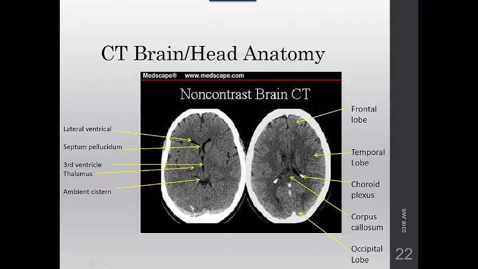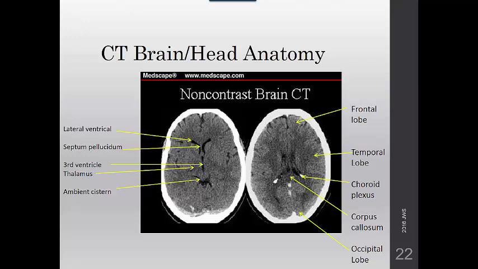The images on this slide demonstrate 2 separate slices through the mid to upper portion of the brain. The image on the left displays anteriorly the lateral ventricles, and separating the 2 ventricles is the septum pellucidum. Posterior to that, we're able to see the 3rd ventricle coming in, and forming the wall of the 3rd ventricle is the thalamus on both sides. Most posteriorly, we see the ambient cistern coming in.